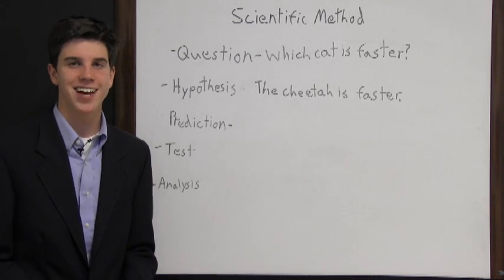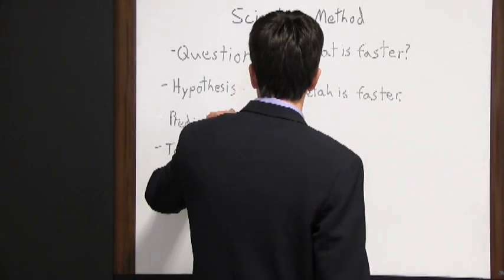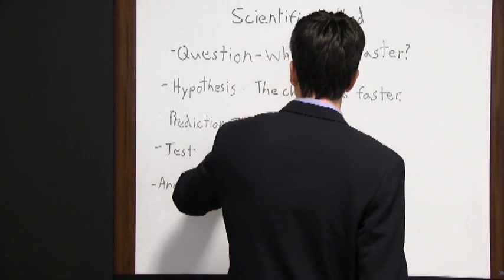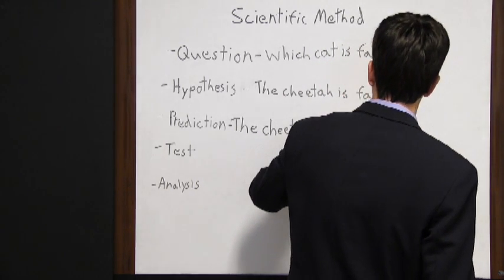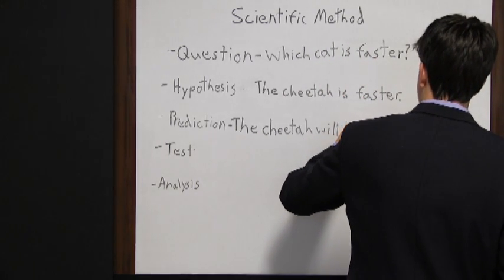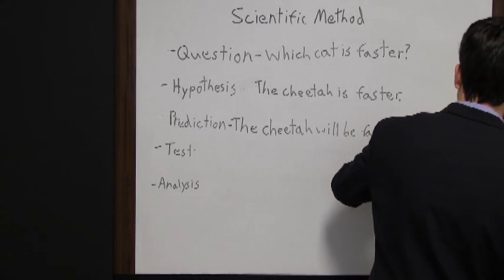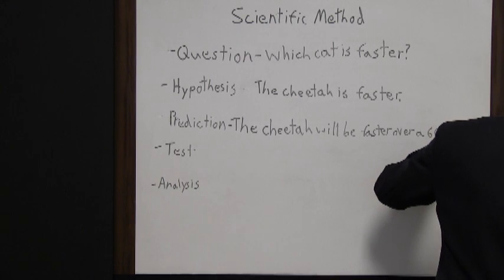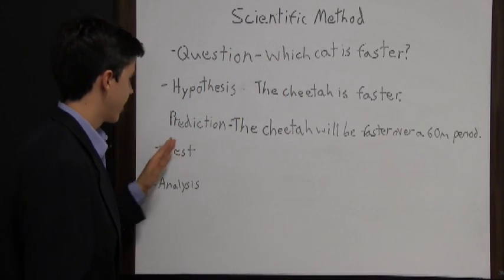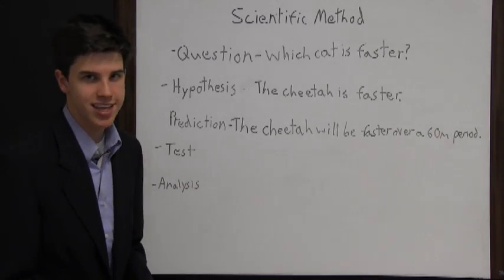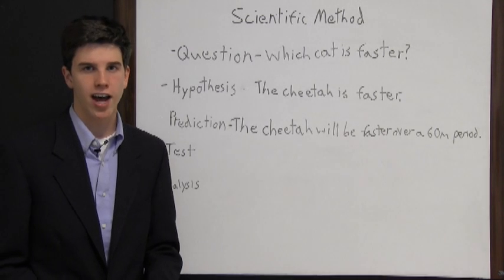Then comes the prediction portion of the scientific method. In this portion, the scientist is going to try to clarify his hypothesis. So in this case, the prediction is going to be the cheetah will be faster over a 60-meter period. It's important to realize the difference between a hypothesis and a prediction. A hypothesis is stated as established fact, and the experiment is either going to prove or disprove the hypothesis.